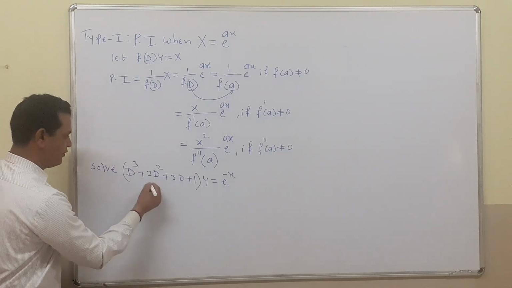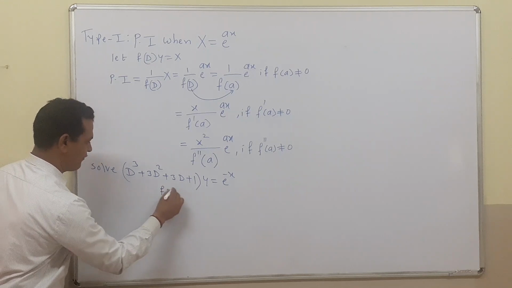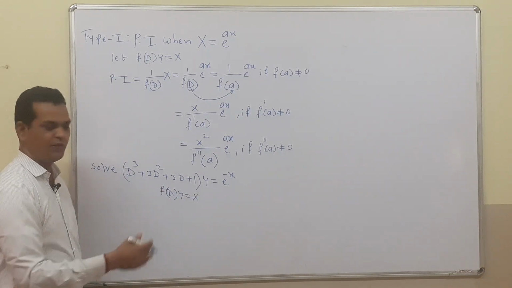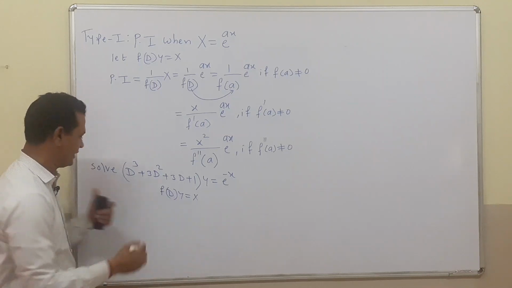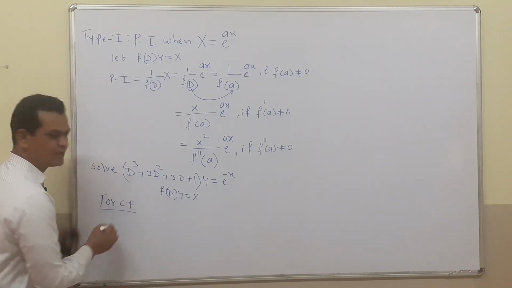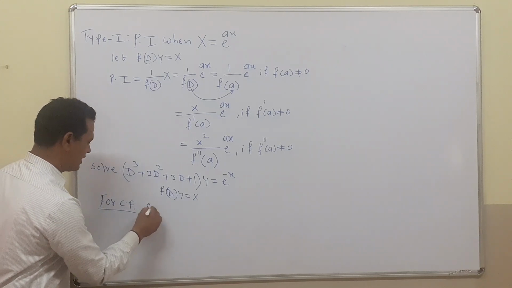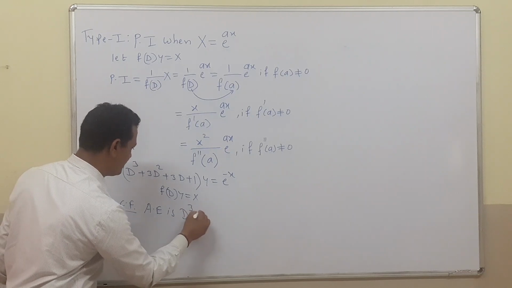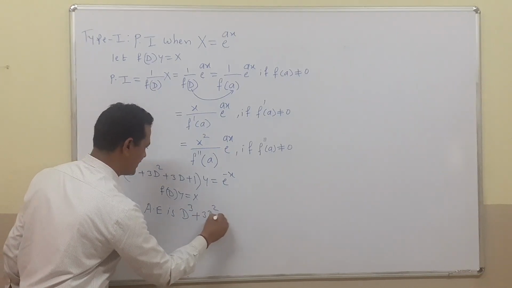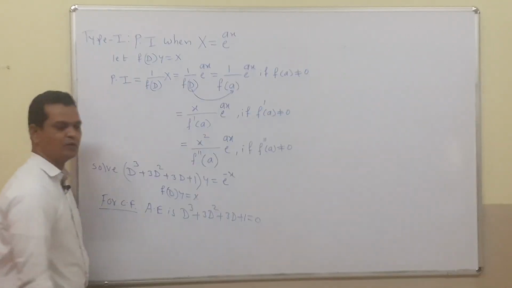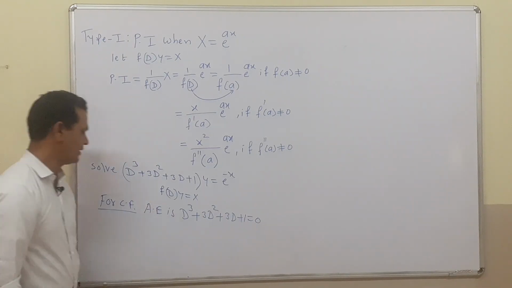Again we know that this equation is of the type f of D times y is equal to capital X. This equation has two types of solution: one is called the complementary function and the other the particular integral. Let's first find the value of the complementary function. Here the auxiliary equation is D cube plus 3D square plus 3D plus 1 is equal to 0.